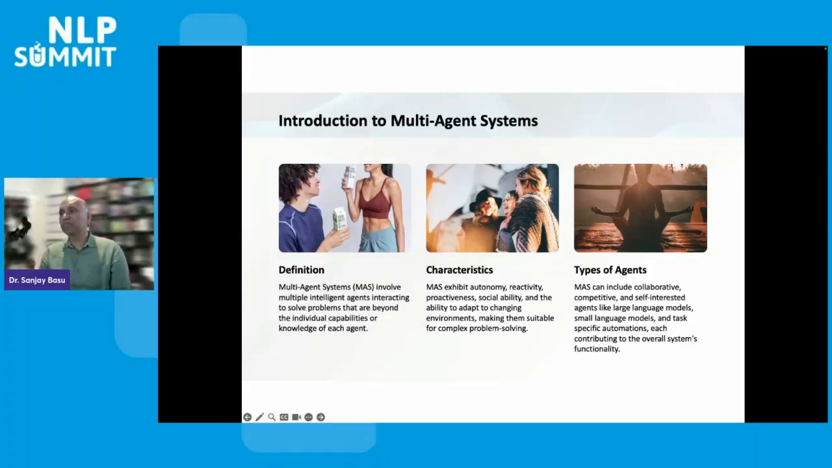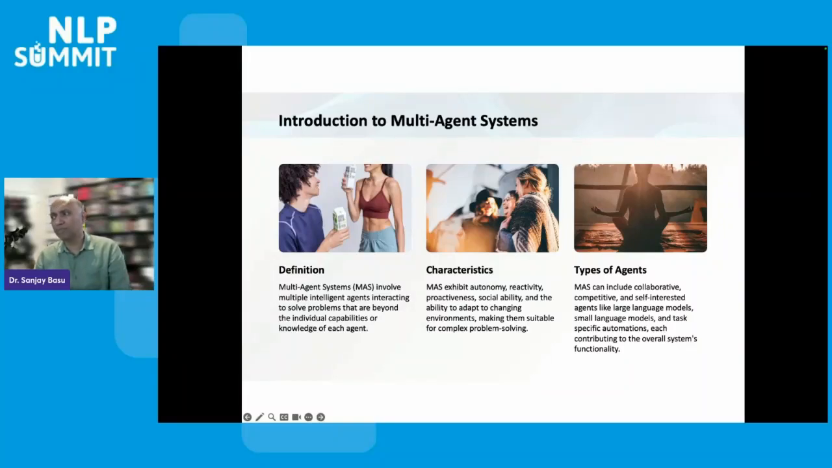Some of the characteristics of multi-agent systems are autonomy; reactivity, how it reacts to a prompt or to an instruction; proactiveness, how it goes and solves something that hasn't been asked for but that it has memorized from earlier interactions; then social ability, maintaining a facade as if the user is interacting with a human agent; and the ability to adapt to changing environments, making them suitable for complex problem solving.